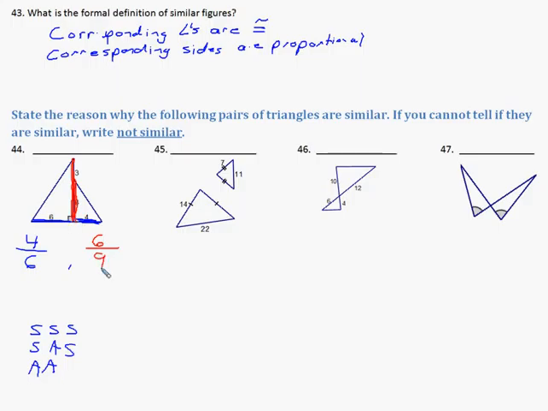So we have two sides being proportional, and then we notice the angles in between them are both right angles. So we know that these are similar triangles by side, angle, side.